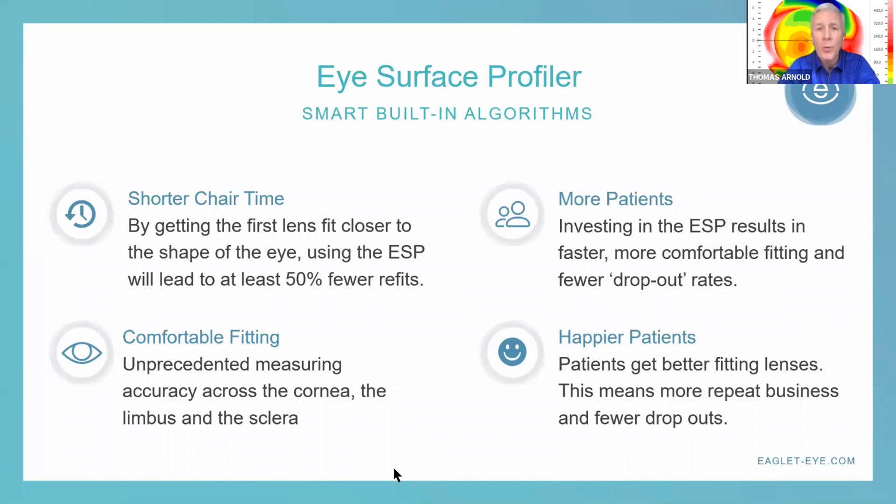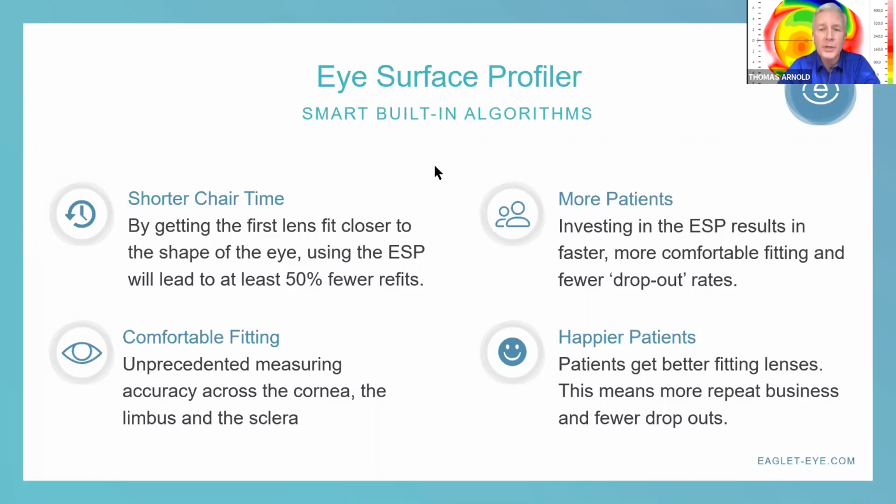You want the lens to be comfortable from the get-go. You want to minimize remakes and returns. You want to get that patient back to their home or office or school, productive. So shorter chair time is very, very important.